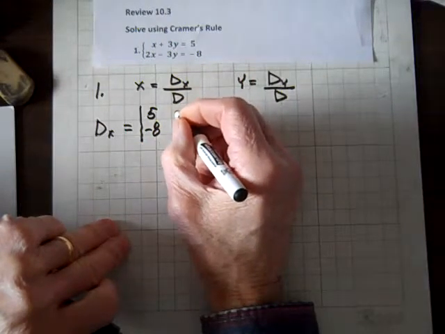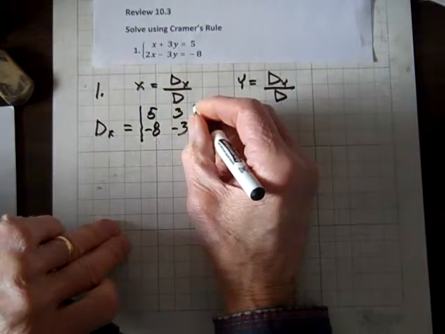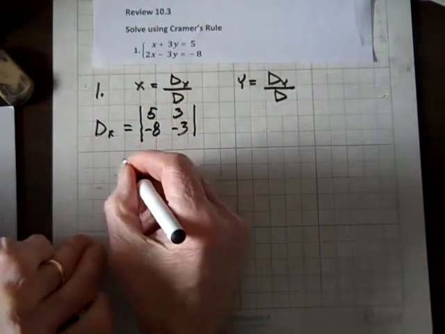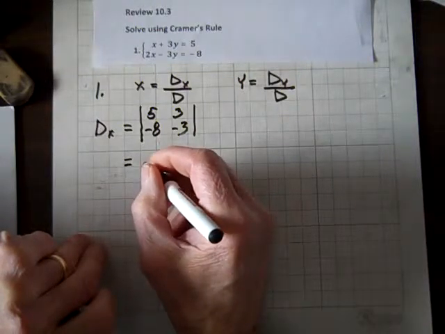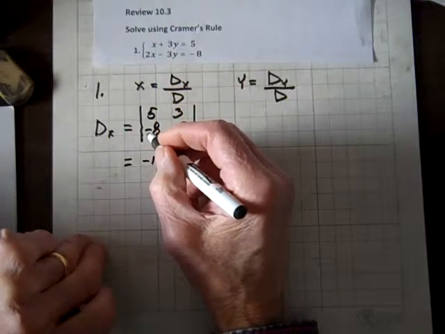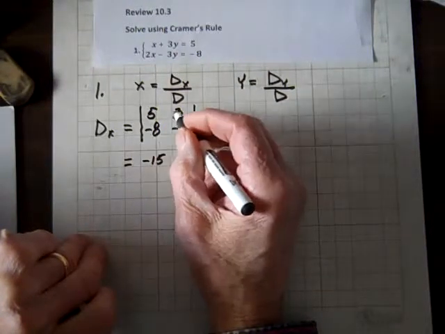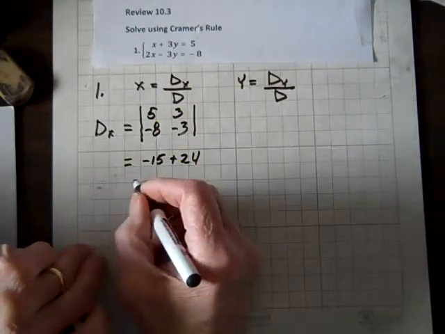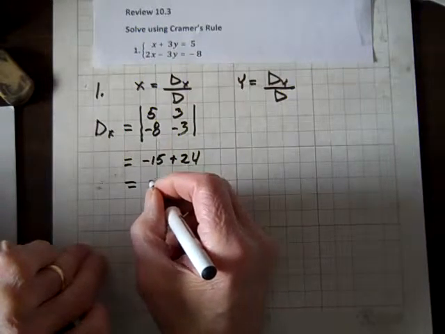And then for the second column, we write down the coefficients on y. And let's find that determinant. And so that equals the product of -3 and 5, which is -15, and now it's always minus the product of this, so minus, -8 times 3 is going to be +24, and so that equals 9.